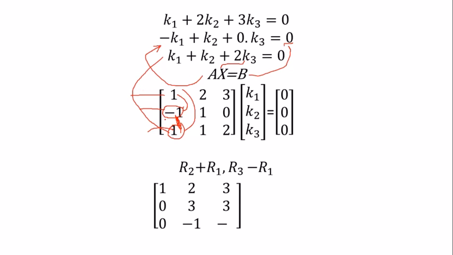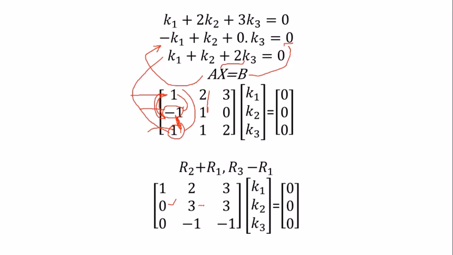Now the second row will change: minus 1 plus 1 from these two elements we get 0, then 1 plus 2 is 3 here, then 0 plus 3, 3 again. Then the last row, that is this third row, subtract from first. So 1 minus 1 will get 0 here. Then 1 minus 2 is minus 1, and then 2 minus 3 is minus 1.